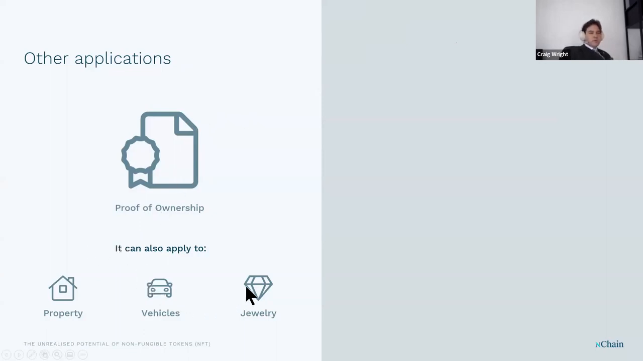We can extend that to vehicles. So for instance, giving access to your car, allowing people to have access when you want it parked, for when it's being serviced.